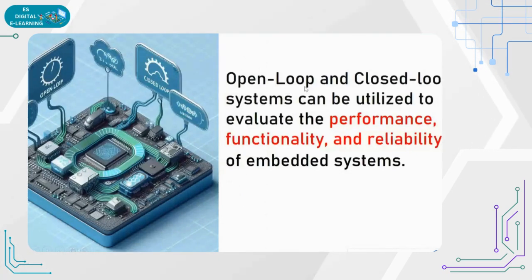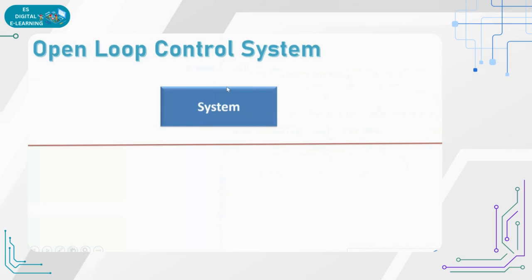And what are open loop and closed loop? They are required because with the help of the open loop and closed loop system, we can check the performance, functionality and reliability of the embedded system. So this is very important for the open loop and closed loop of the system. And next is the open loop. So the open loop control system.